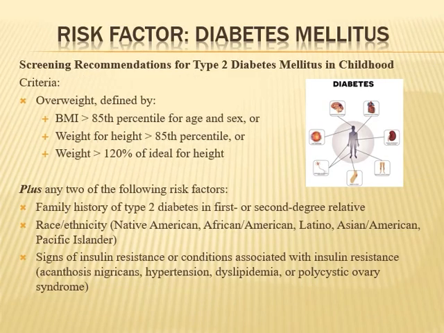Screening recommendations for type 2 diabetes mellitus in childhood have the following criteria. Overweight, defined by body mass index above the 85th percentile for age and sex, or weight for height above the 85th percentile, or weight more than 120% of ideal for height, plus any two of the following risk factors: family history of type 2 diabetes in a first or second degree relative, race or ethnicity, signs of insulin resistance, or conditions associated with insulin resistance.